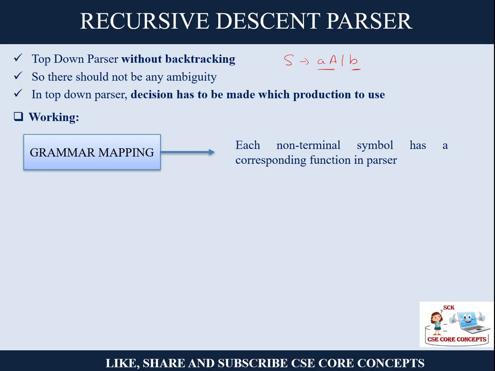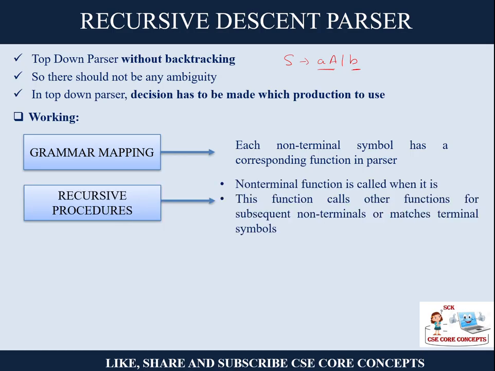It starts with the grammar mapping. For each non-terminal in the grammar, you have to create a function, the way we create functions in C, C++, Java. Then they are called recursively, that is, recursive procedures are being called. Sometimes one non-terminal calls itself. Let's say if I am writing a function for S, I am calling A and again I am calling the S function in it recursively.